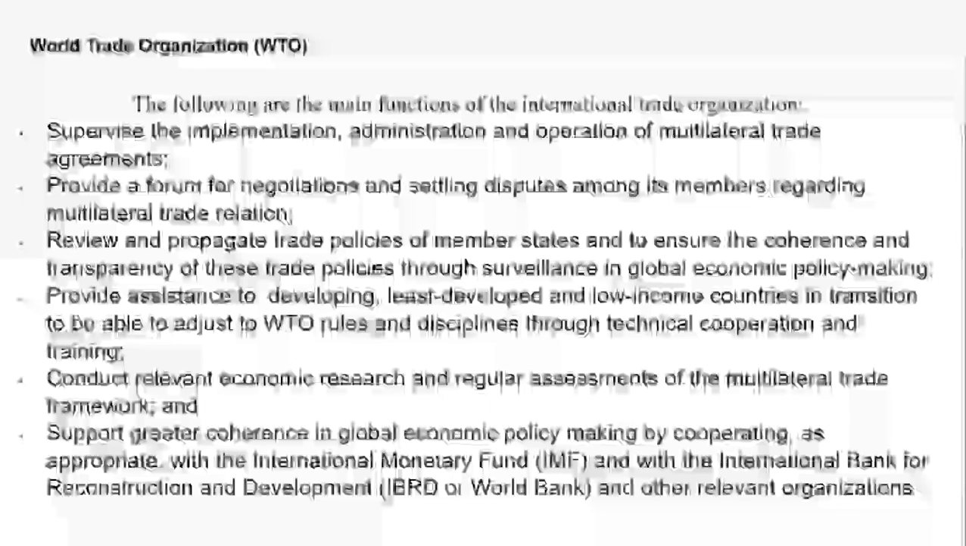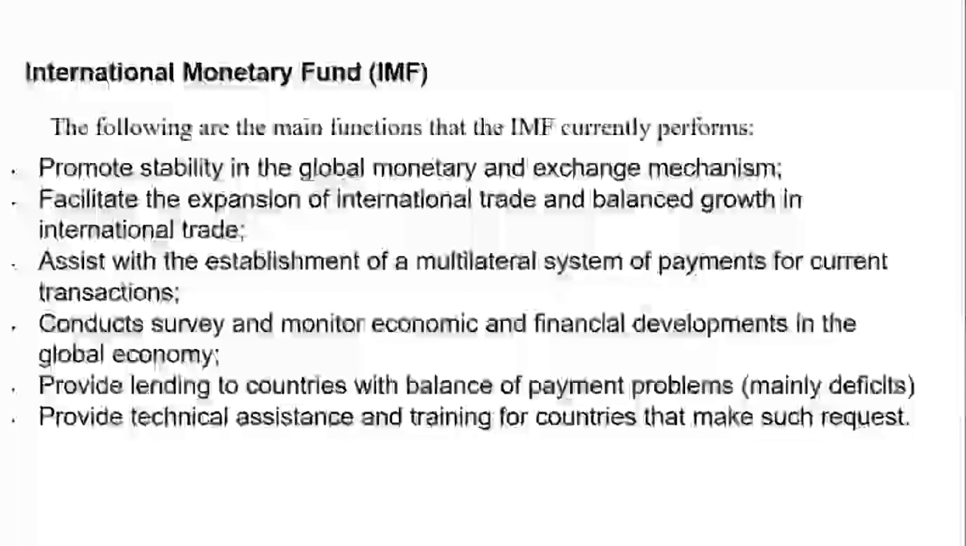and for welfare to be improved. The next organization we want to look at is the International Monetary Fund, normally called the IMF.